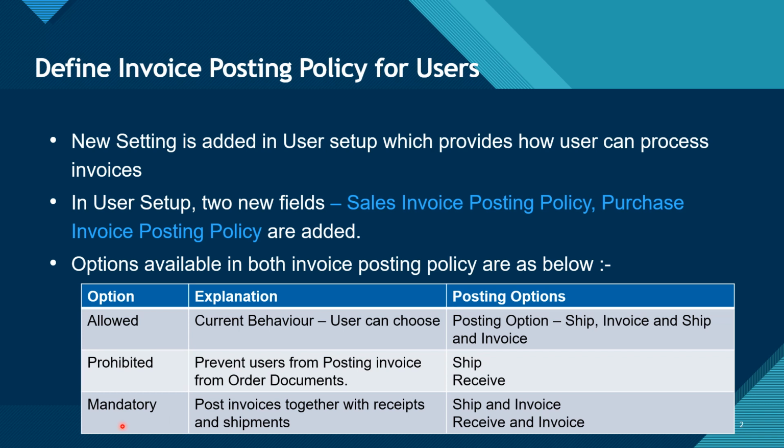Third option is mandatory. If it is mandatory, then they can only select the option ship and invoice in the sales order document and receive and invoice in the purchase order document. So they cannot do only the ship or receive option.